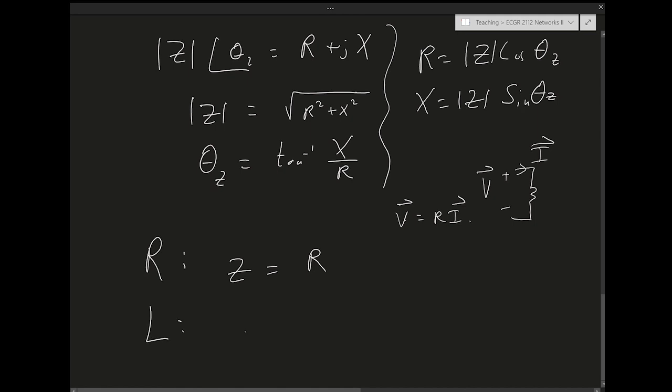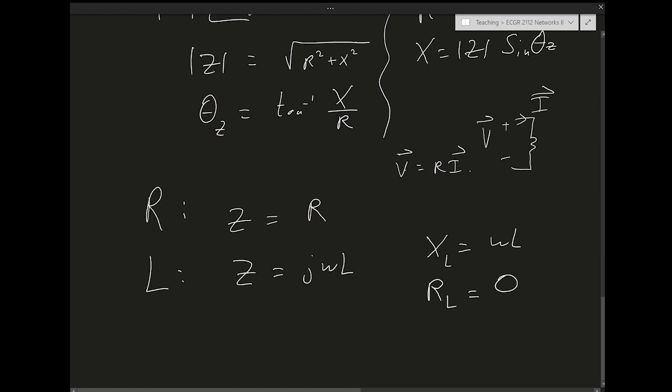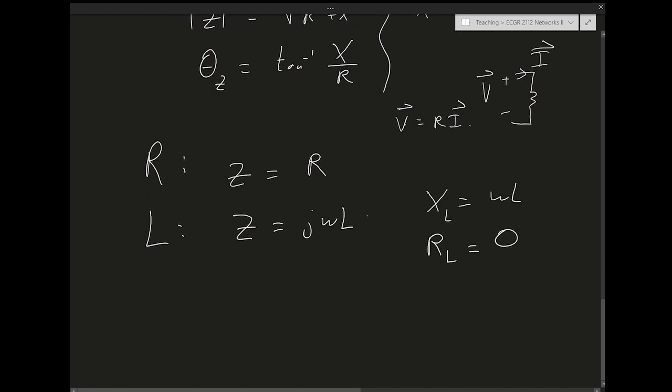For L, Z we found out last time was j omega L. So that means that XL, the reactance for an inductance, is omega L. The resistance for an inductance is 0. It has no resistance. The real part is 0 for an inductor. We did this in the last lecture. We found the relationship between V and I for an inductor.